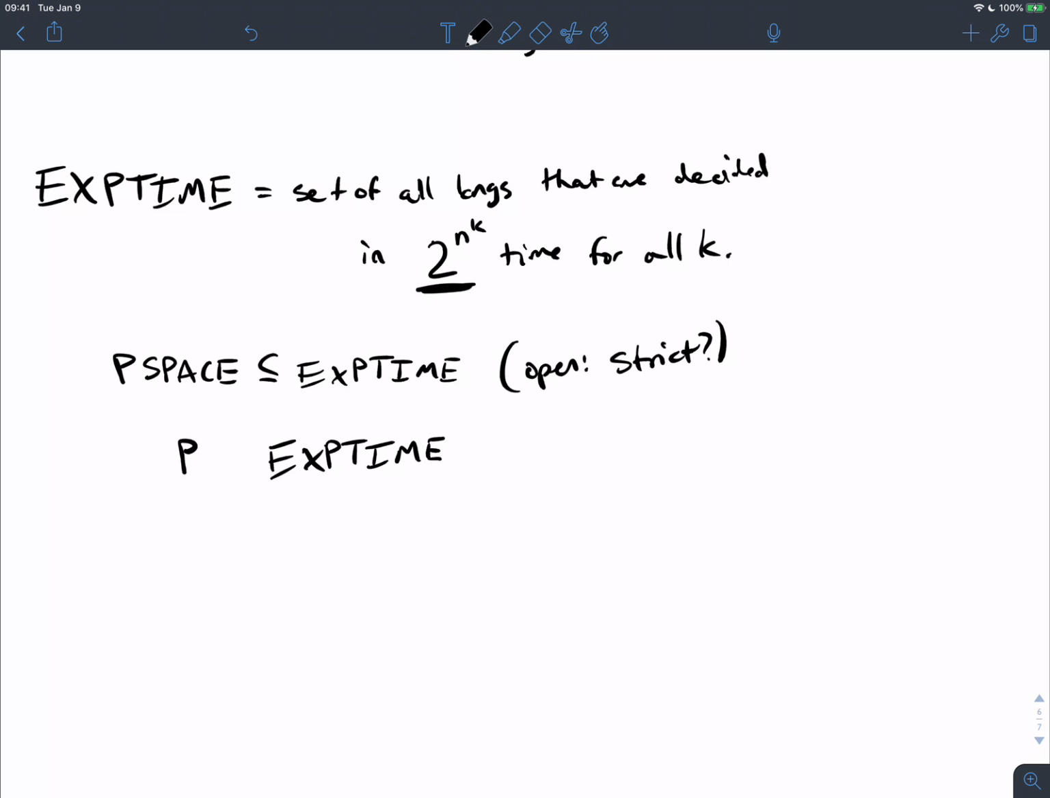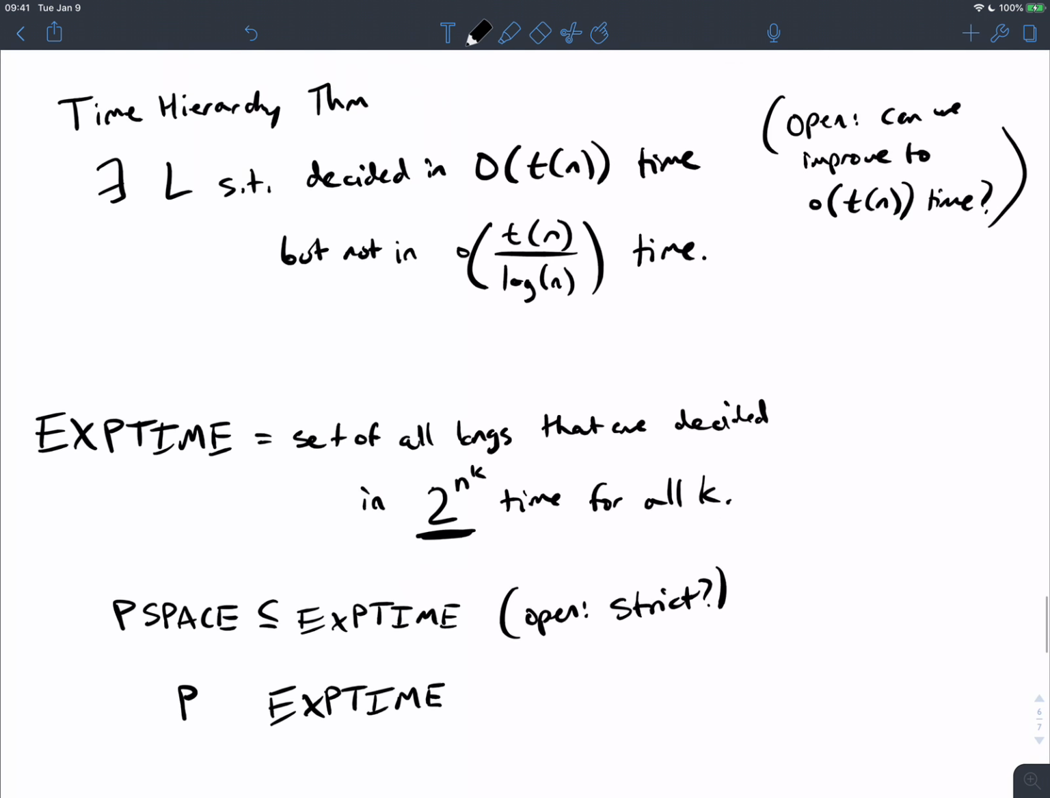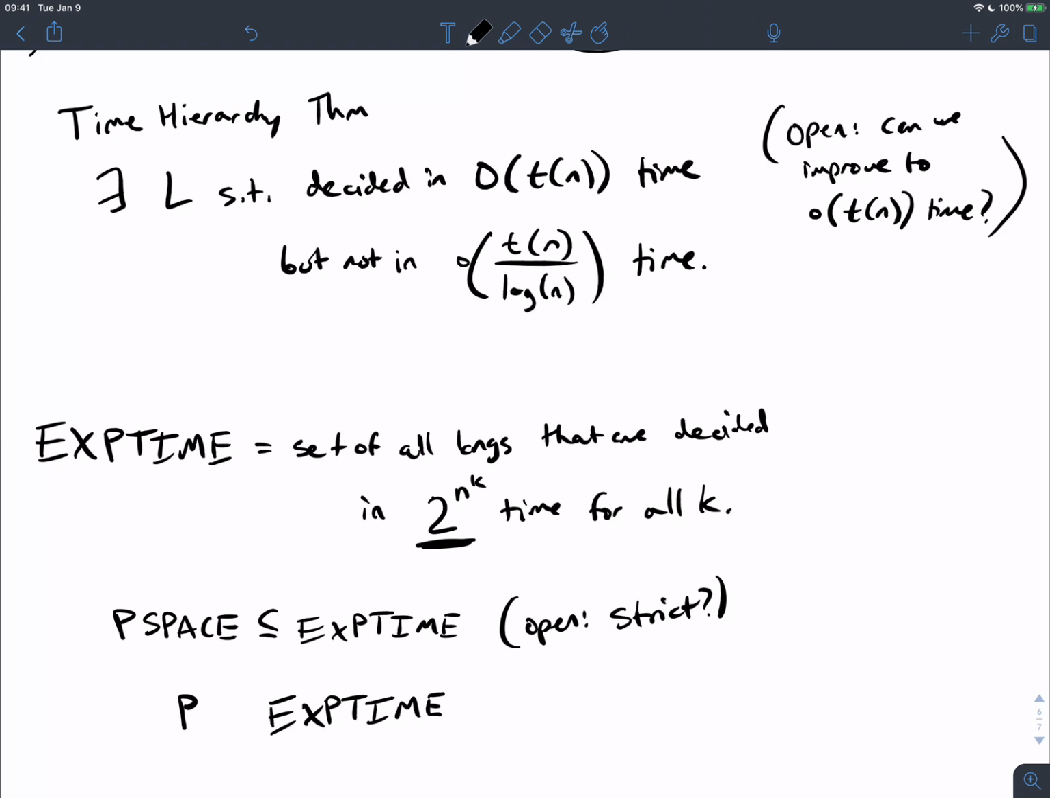But can you say anything stronger? What does the time hierarchy theorem tell you? Well, it tells you that if you have any amount of time that you use, then if you have a smaller amount of time, you have fewer languages you can recognize. Well, if you have exponential time versus polynomial time, isn't every exponential larger than a polynomial at some point? So what can I say here?